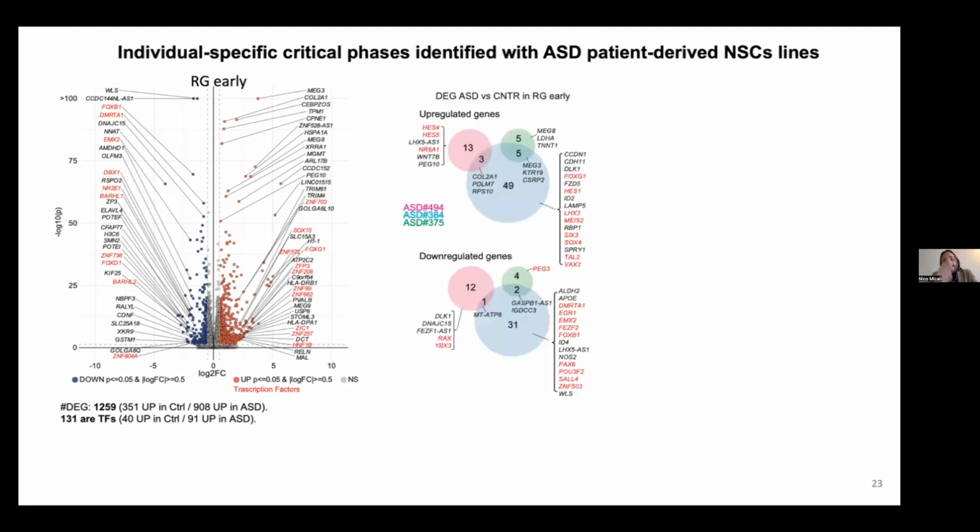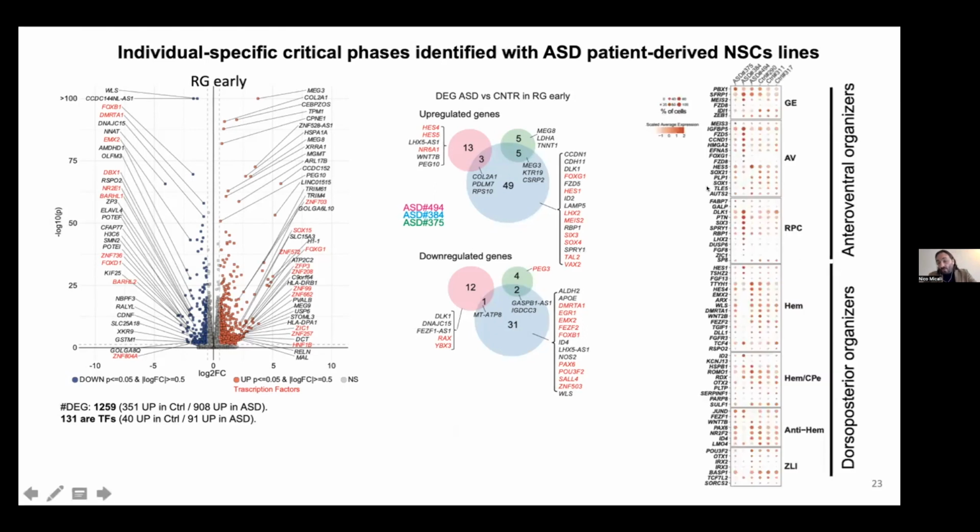And then we checked in individual lines what is the expression of these genes, and we found that this ASD line, autistic line 384, showed upregulation of these anteroventral genes and downregulation of the cortical hem genes. The other line, the 494, also shows deregulation of patterning genes, and the line 375, here in green, shows imprinting genes deregulated.